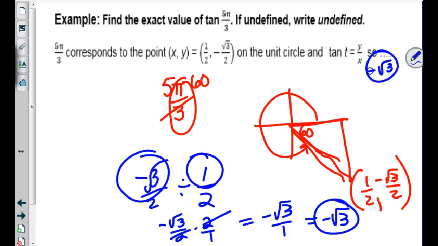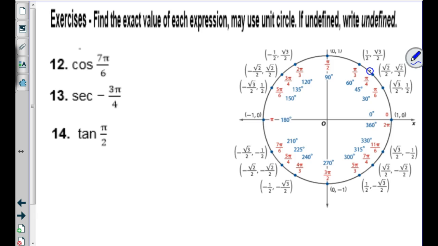I don't know if it's done on your paper. Is it done on your paper for you? Okay. All right.